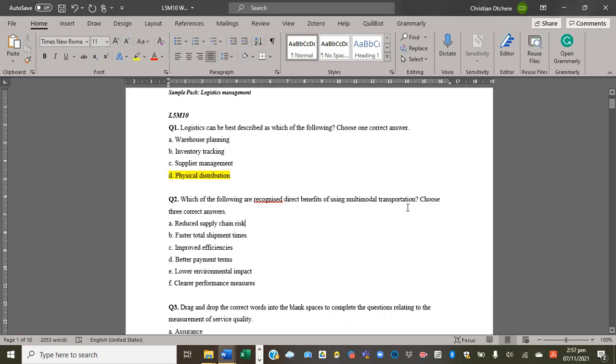Oh, okay. So question 2, we are looking at the direct benefits of using multimodal transportation. It means some of the benefits may be indirect. So we are looking at the direct benefits. Okay.